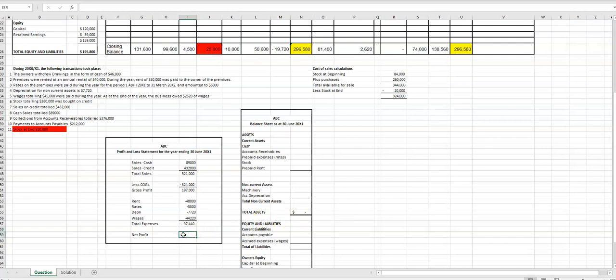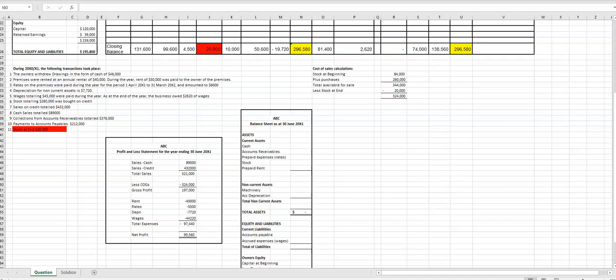Now adding up all of those expenses means that we have a total expenses of 97,440. So if we start with our gross profit, we then subtract the total expenses, then that's going to give us a net profit of 99,560.